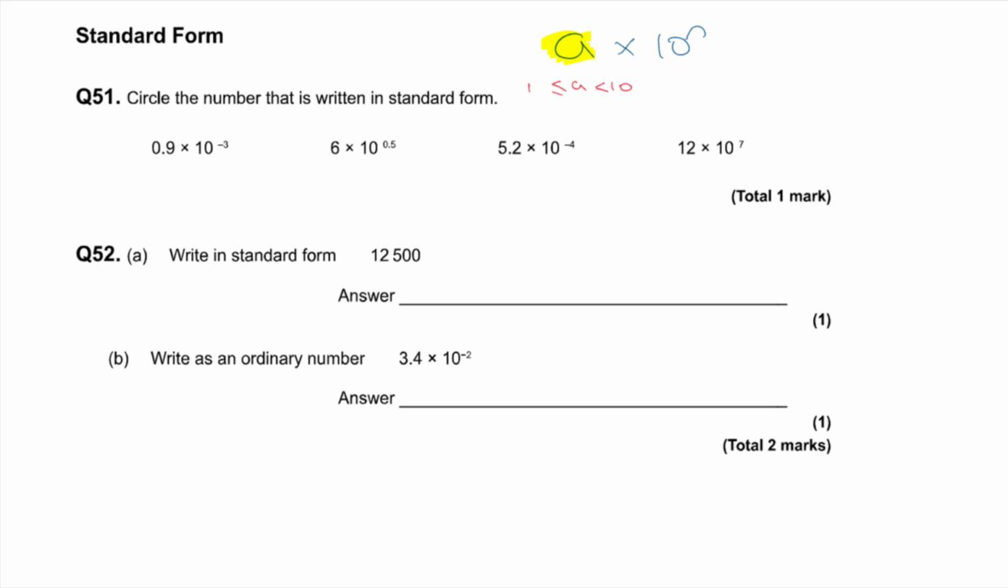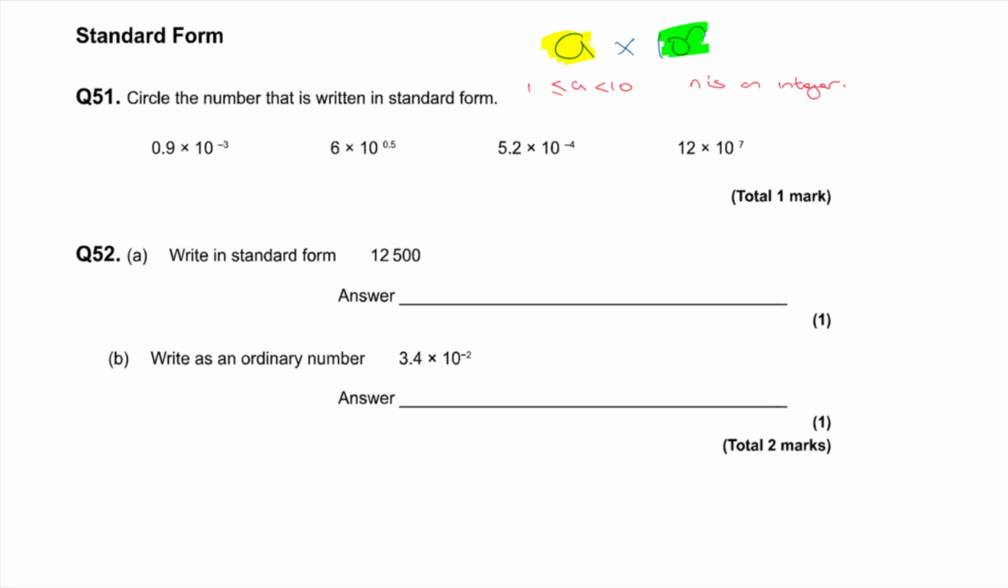On the other end, that part's called the mantissa. This part is called the exponent, and that value of n needs to be an integer. n is an integer. It has to be a positive or negative whole number. Okay, those are the rules for standard form.